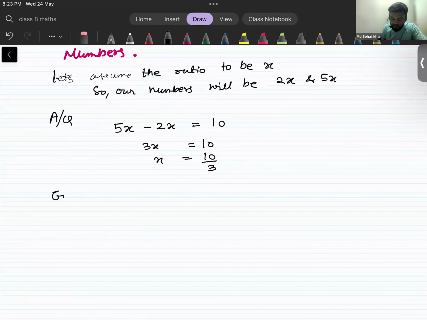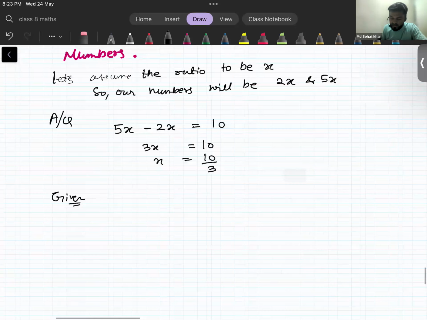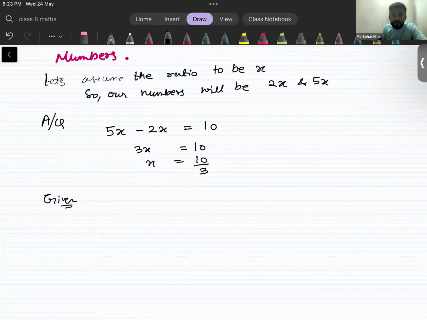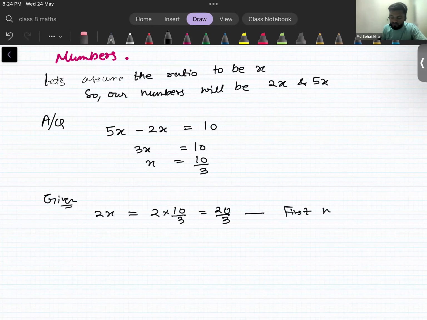Now we have to find the numbers, which we assumed to be 2x and 5x. So for 2x, you simply put the value of x here, 2 multiplied by 10/3. That is going to be 20/3. This is your first number. Another number we assumed as 5x. So it is going to be 5 multiplied by 10/3. Ahmed, did you follow the same method?